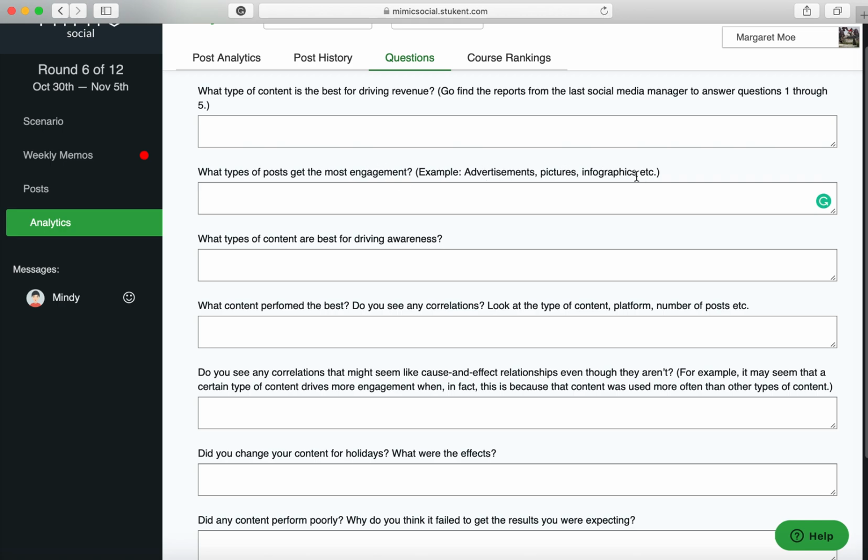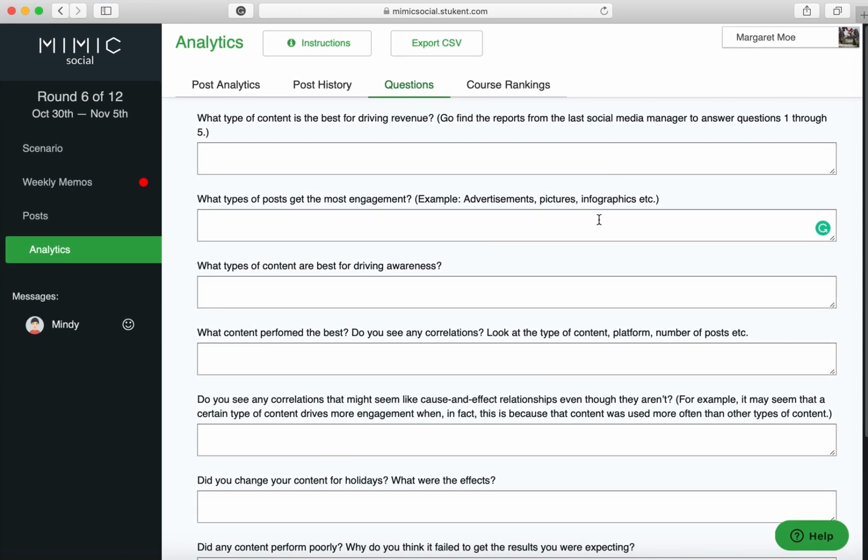Advertisement, pictures, infographics, etc. Now that one, you can look at the spreadsheet, or you could also just export the CSV. That's comma separated value. And so all you have to do is open it in Excel and it will open up for you. But you can see of the posts that you did what had the most engagement.